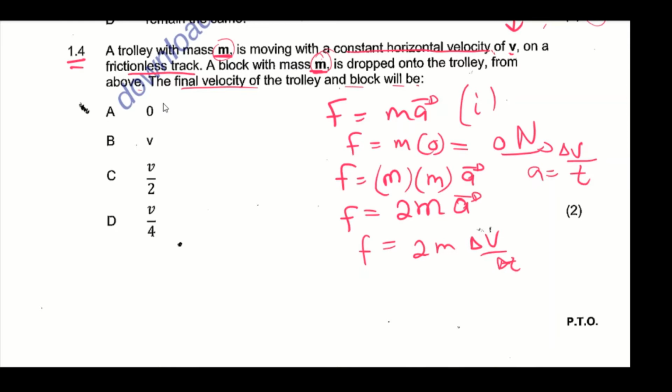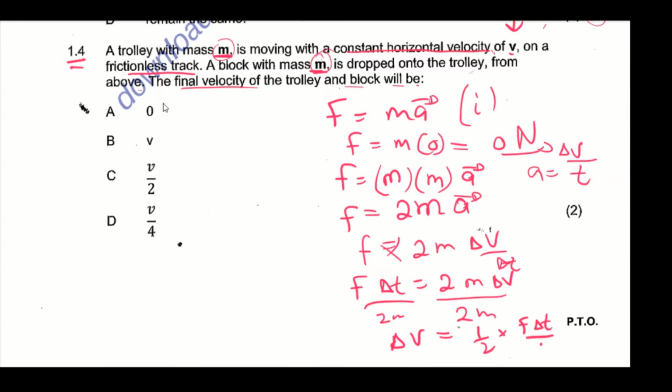And to find the velocity, you simply cross multiply. You have F multiplied by change in t is equal to 2m change in v, right? And then you divide by 2m, so your change in v is going to be equal to 1 over 2 multiplied by F delta t over m, right? So you can see that our change in velocity is going to be half, right? So the final velocity, because the initial one was 0, will be half. So you can simply take option C as the answer.